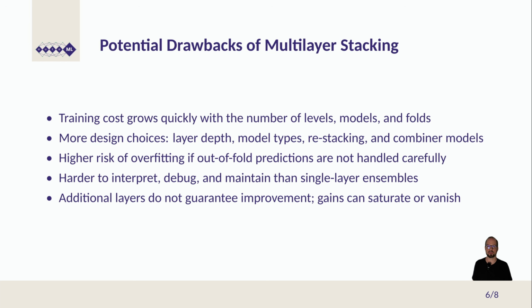We have a higher risk of overfitting if the out-of-fold predictions are not handled carefully, and the whole thing is harder to interpret, debug, and maintain than either single layer ensembles or single models. You can imagine, you have already a random forest which is somewhat intelligible, then you combine it with a neural network, and then you feed those predictions into yet another neural network. This will become really hard to understand in case of failures. And unfortunately, there are no theoretical guarantees that adding layers leads to improved performance. The gains can saturate or even vanish in practice.